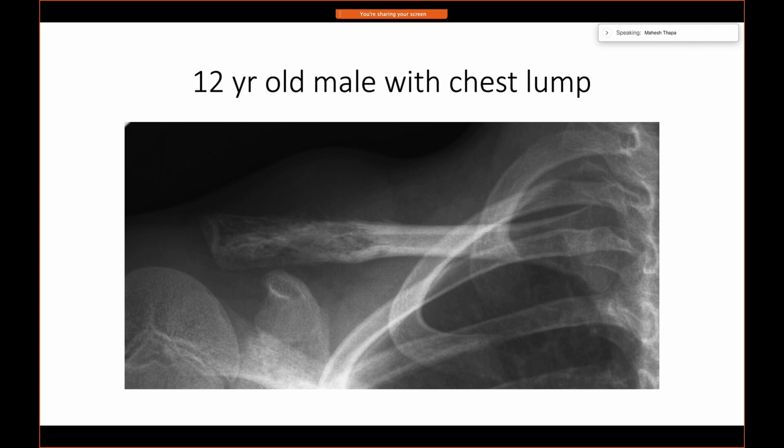So here is a 12-year-old male with a chest lump. We see sort of a moth-eaten appearance to the lateral aspect of the clavicle with what looks like Codman's triangle, very irregular margins. There's probably a big soft tissue component that we see over here. I don't know how well that's going to project, but there it is. And here's the Codman's triangle on either side. The margins here are very ill-defined. You don't know where the mass ends and the cortex begins because there really is no cortex whatsoever.